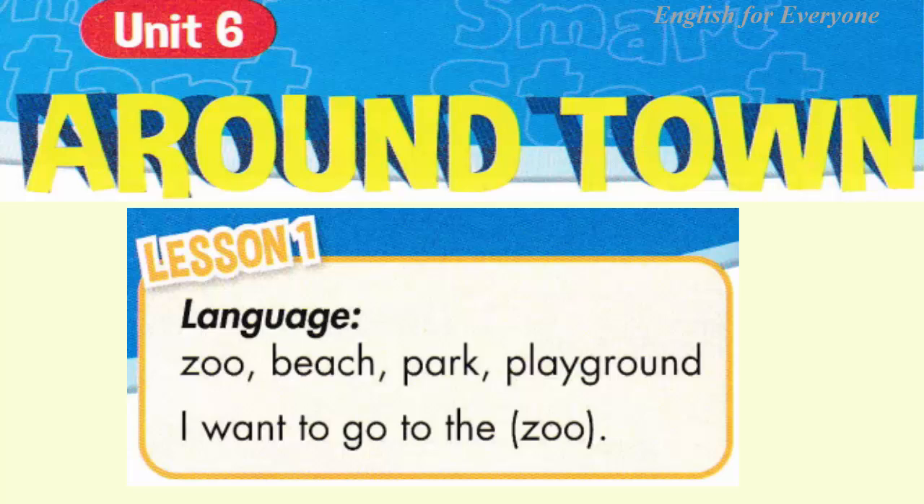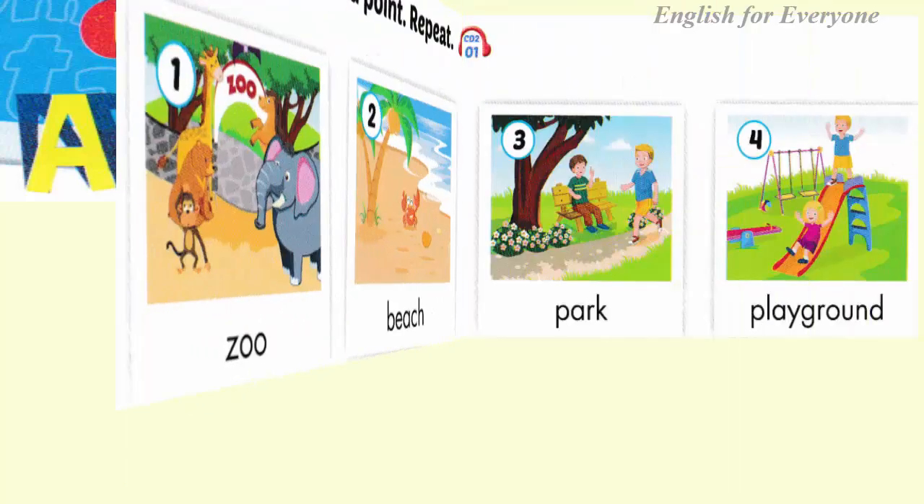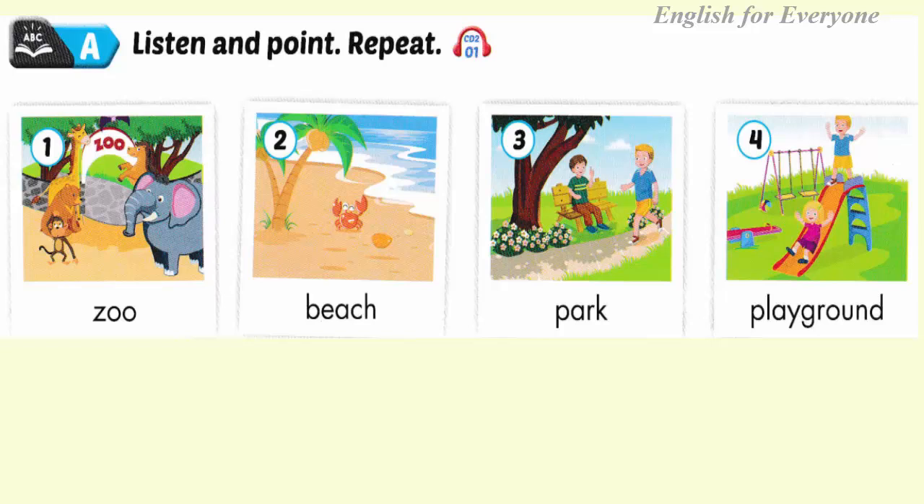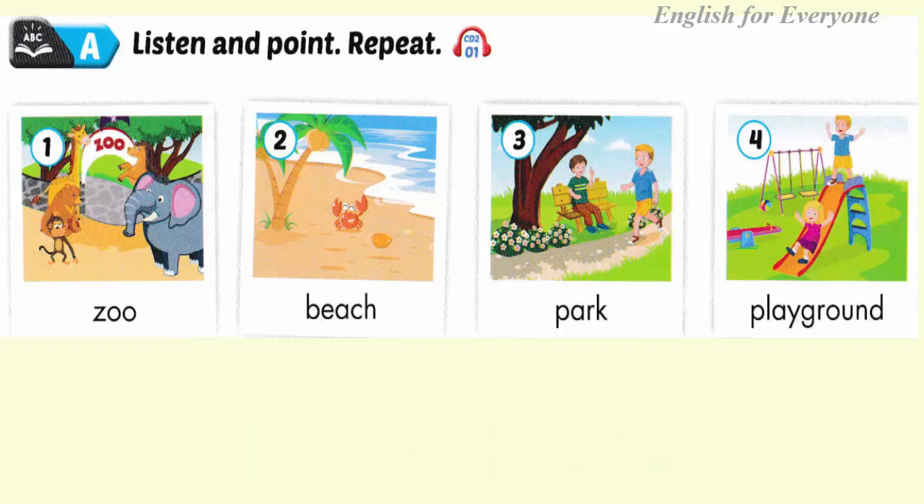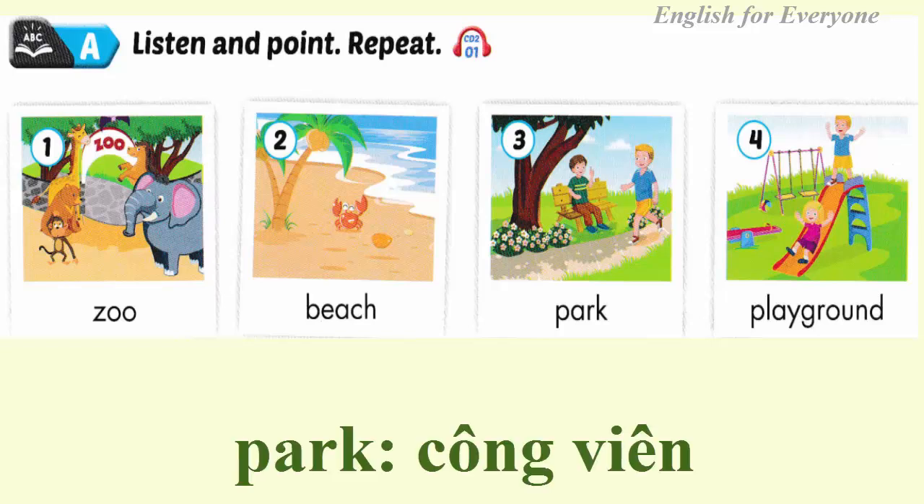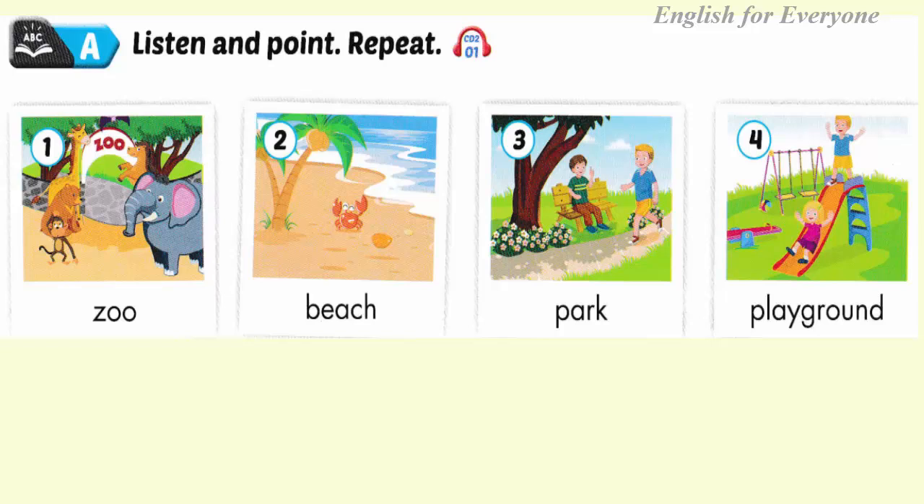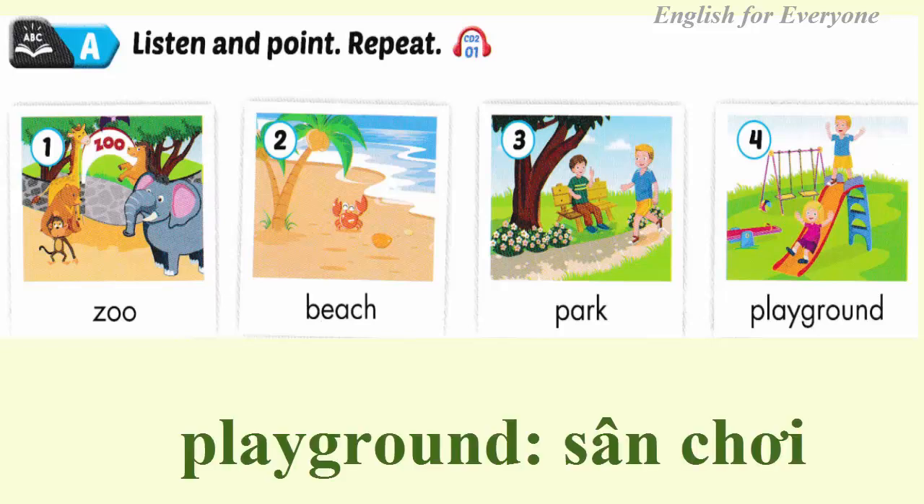Unit 6. Around Town. Lesson 1. A. Listen and point. Repeat. 1. Zoo. 2. Beach. 3. Park. 4. Playground.